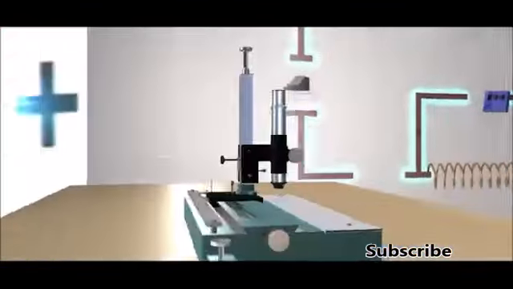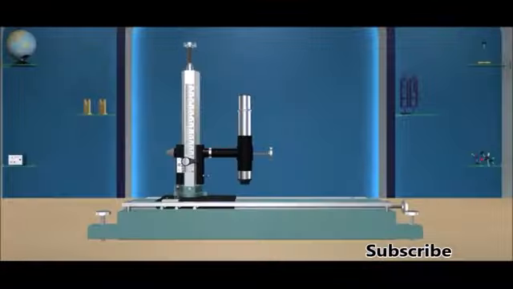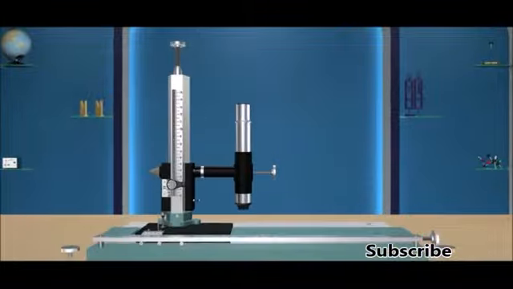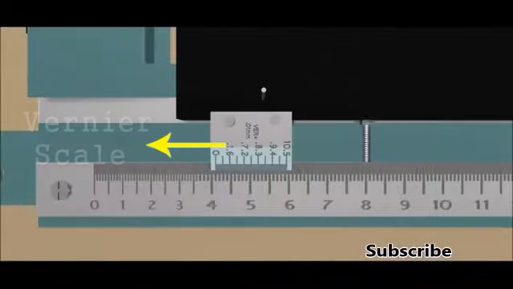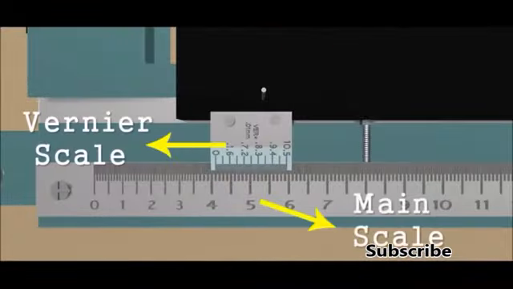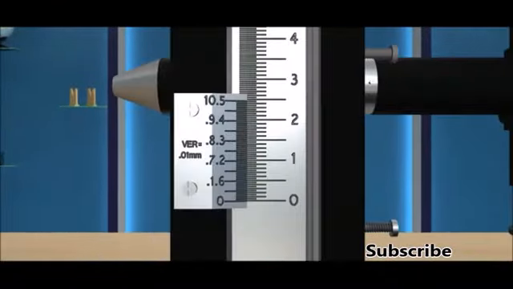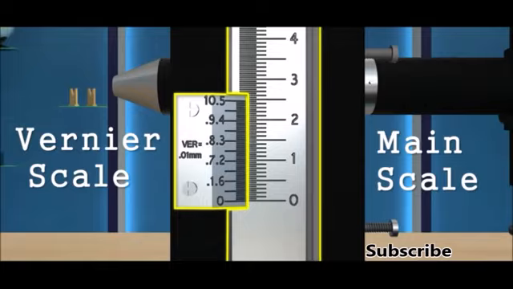A traveling microscope is a compound microscope fitted vertically on a vertical scale. The base of the traveling microscope consists of leveling screws which help in adjusting the base horizontally. It can move up and down and left and right, carrying a vernier scale along with it. Here you can see the horizontal main scale and vernier scale. Similarly, you can see the vertical main scale and vernier scale. At any given position, the readings are taken by combining the main scale and vernier scale readings.